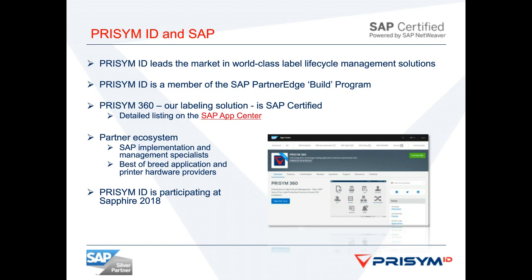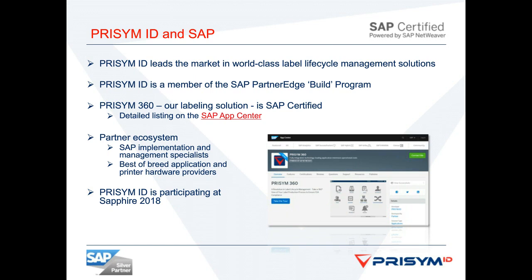To this end, Prism ID is committed to supporting our customers that rely on SAP and the critical data it holds. We invest in membership of the SAP partner and certification programs and work very closely with leading SAP systems integrators specializing in the life sciences sector. Working with these organizations, we can ensure successful implementation of end-to-end label management projects that meet the complex requirements of our customers, often reaching way beyond the labeling solution itself.